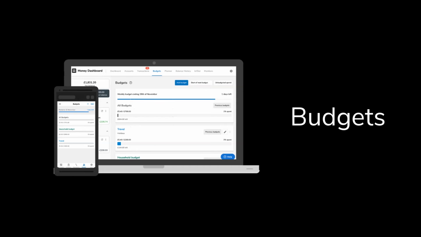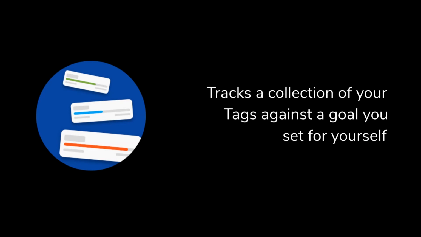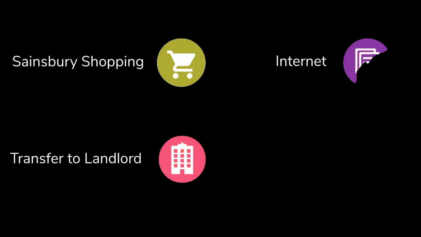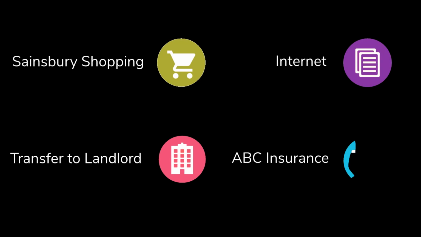Which brings us to the next point, budgets. Budgets as a feature tracks a collection of your tags against a goal you set for yourself. Here's a simple example to illustrate what this means. Imagine having 4 transactions listed from your connected bank accounts. Sainsbury's shopping, which you tagged as household groceries, transfer to landlord, which you tagged as rent, internet as bills, ABC insurance, for example, for household, which you tag as household insurance.